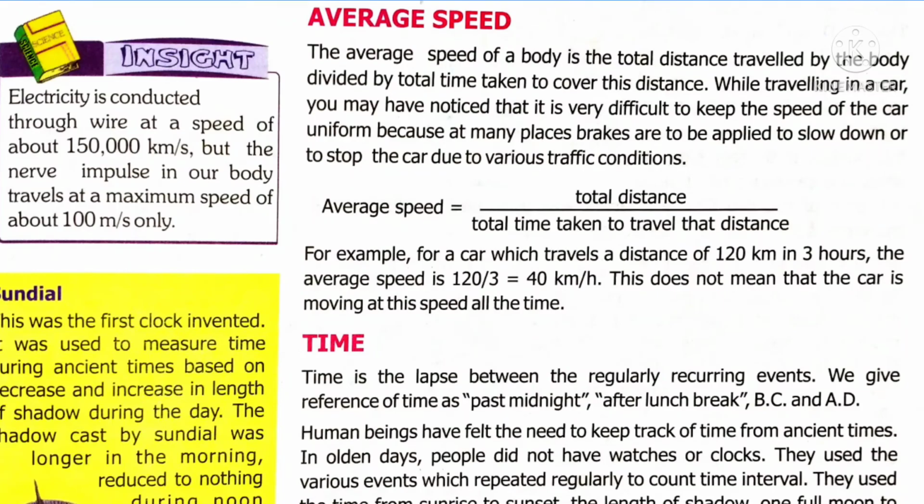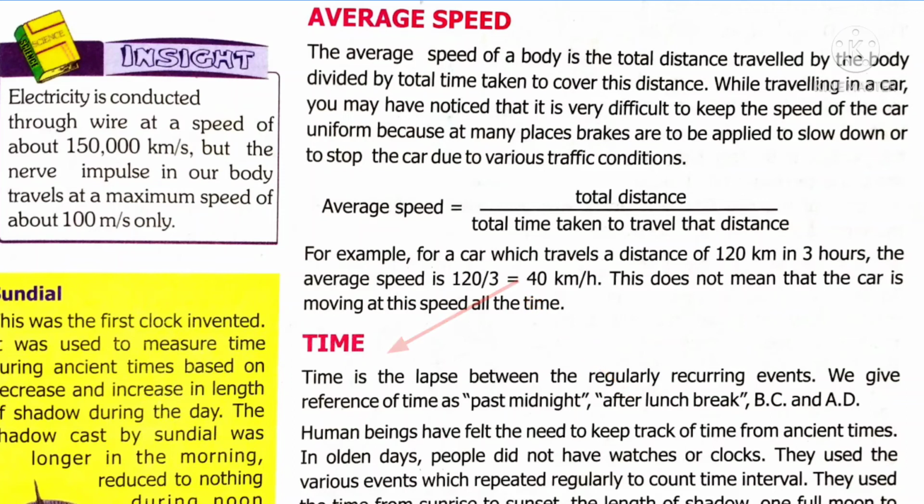Next we look at average speed. How will you find the average speed? Average speed is equal to the total distance covered by the body divided by the total time taken to cover the distance. That is, average speed equals total distance by total time taken by the body. If a vehicle is covering 120 km in 3 hours, how will you find the average speed? Average speed equals total distance 120 by total time taken 3 hours, equal to 40 km per hour. What does this 40 km per hour mean? That means the body covers 40 km in 1 hour.